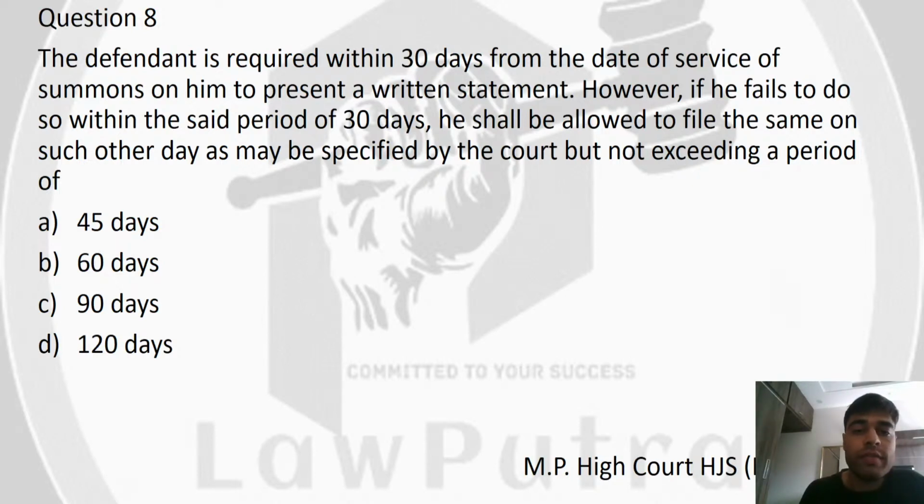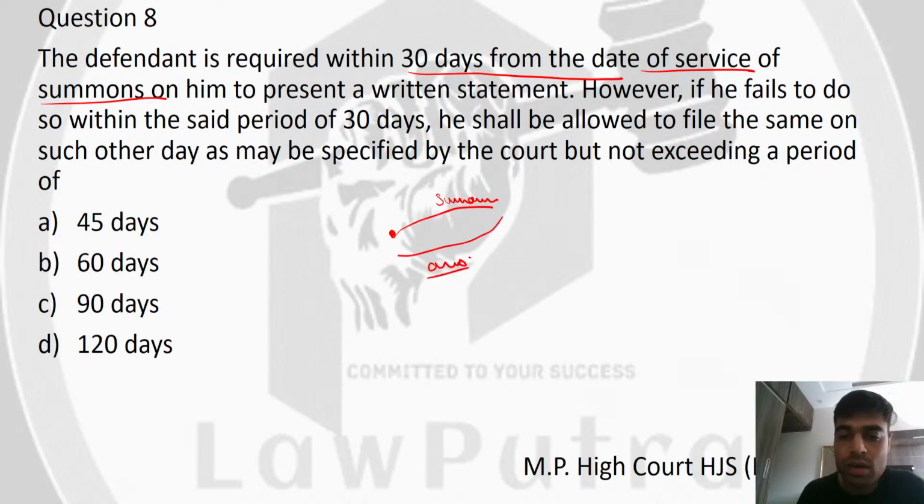Now, next question. The defendant is required within 30 days from the date of service of summons on him. Service of summons means that if a case was instituted, then summons has to be sent so that the person can appear in court and answer the claim. This whole process of sending the summons is known as service of summons. So the defendant is required within 30 days of service of summons on him to present a written statement.